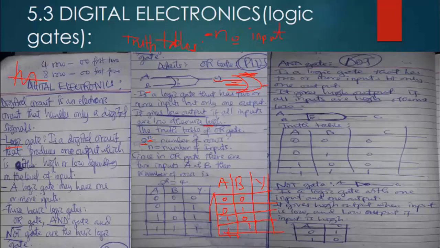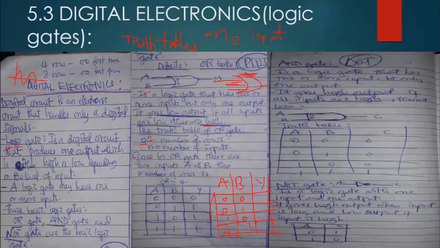Hii sio sheria, actually ni principle ambayo inakusaidia wewe kuepuka kuruka possible combination. Ukifanya hivi utapata possible combinations of 0 0, 0 1, 1 0, 1 1. Utapata combinations zote. Kwa hiyo ni principle ambayo ukifuata utapata combinations vizuri.